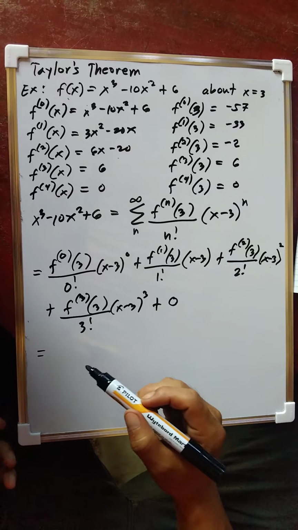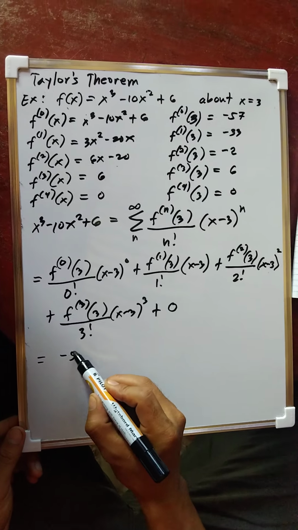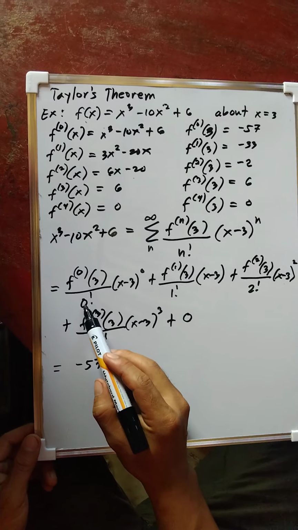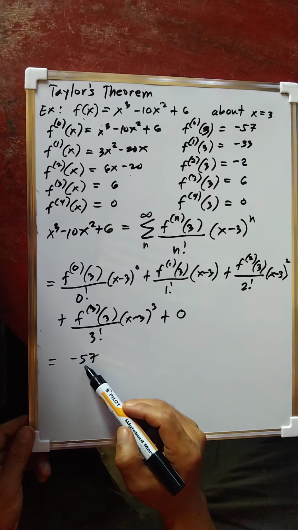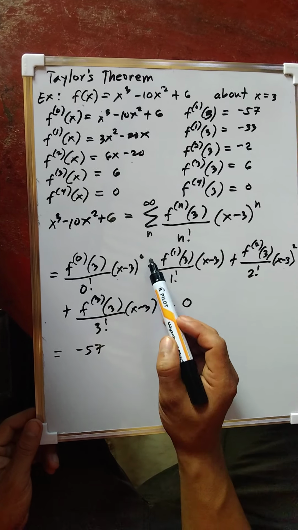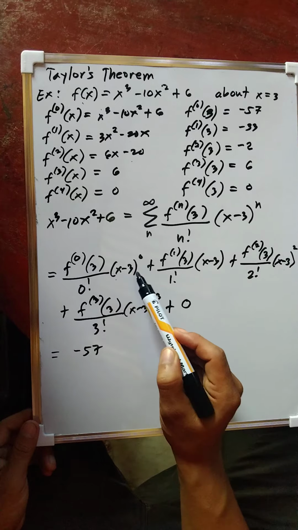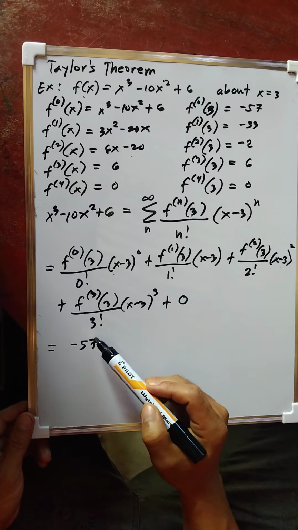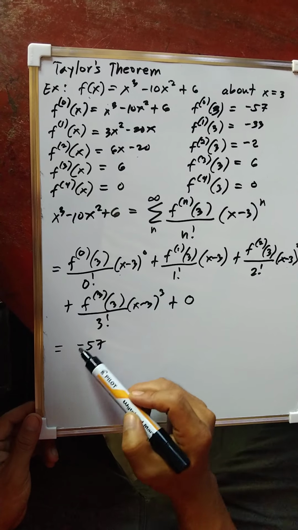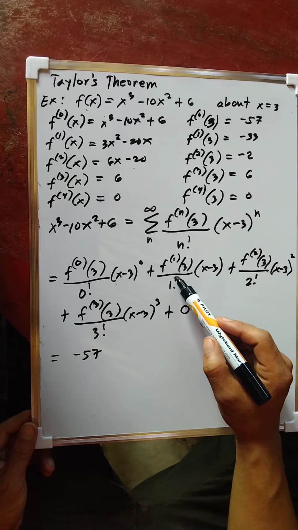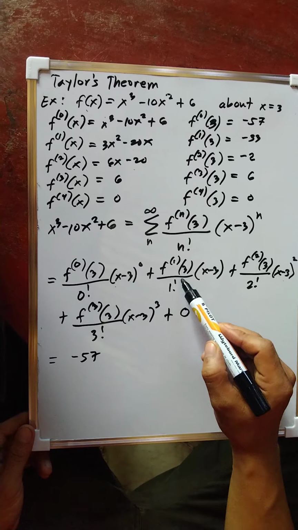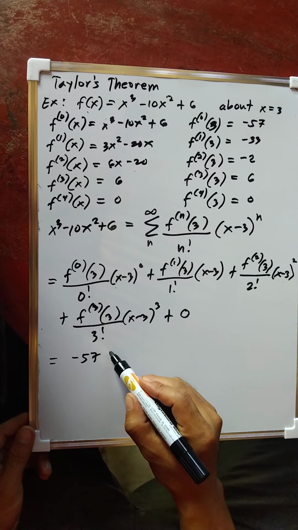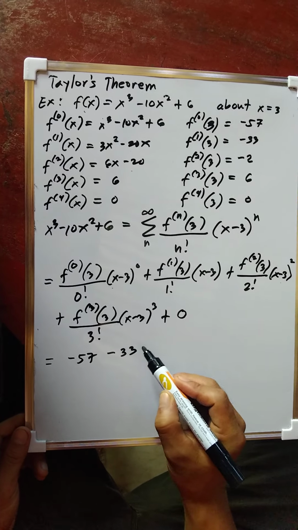What is f raised into 0 of 3? We have negative 57. 0 factorial is equal to 1. And x minus 3 raised into 0 is 1, since any non-zero number raised into 0 is 1. So this is negative 57. So how about this one? We have negative 33, or minus 33.